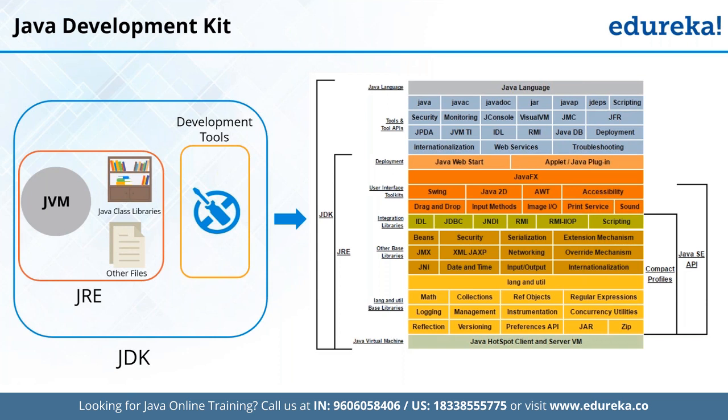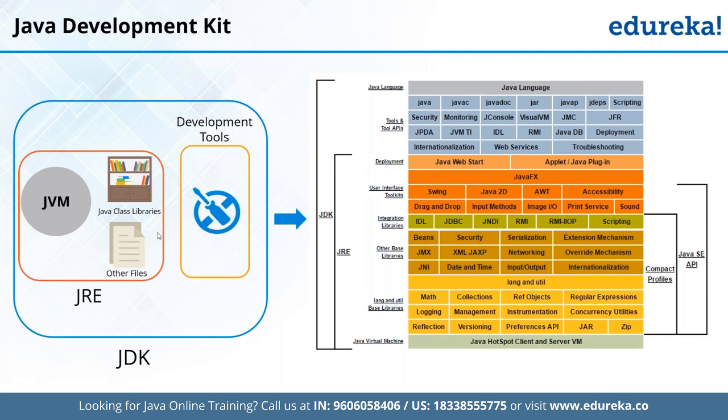JVM refers to Java Virtual Machine, where we have Java class libraries and all the other files available as a part of the JRE itself, right? So JVM, the Java Virtual Machine, simply works like a client and server virtual machine, right? Whereas if we talk about the libraries, right?